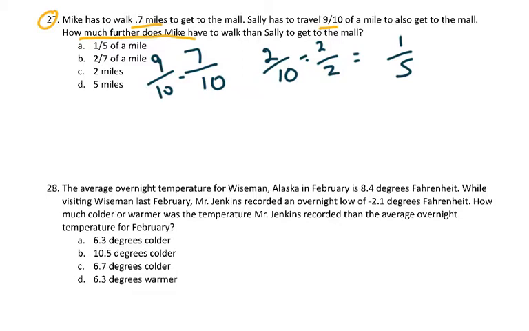Another way to do this is to compare them as decimals. If you read 9/10 as 0.9, and you want to do 0.9 minus 0.7, you'd get the same thing. You'd get 0.2, and then you'd have to realize 0.2 is the same thing as 1/5. Either way works. You should get A either way.